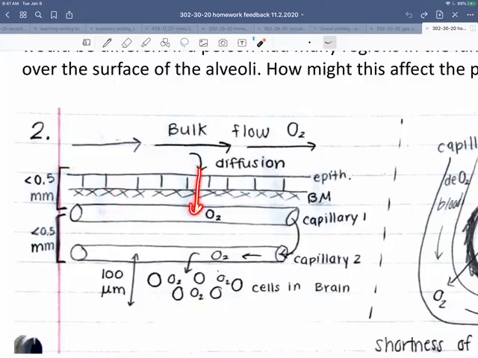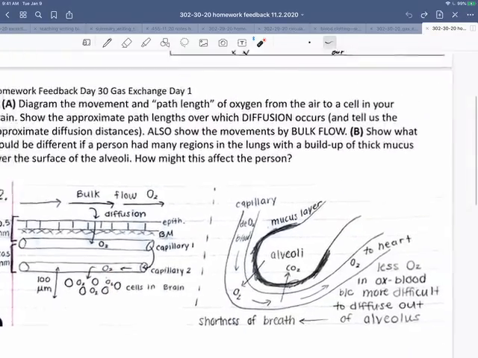So that gets oxygen by diffusion across a short distance into a capillary. Then by bulk flow, with blood pressure created by the heart, it is pushed through the heart into a capillary in the brain. And again, less than 100 microns. A typical cell is no more than about 5 cell diameters from a capillary. And so on the order of 100 microns, maybe a bit more, is the furthest oxygen has to diffuse to get to a cell. So we have path lengths that may be well under a micron, and about 100 microns here.